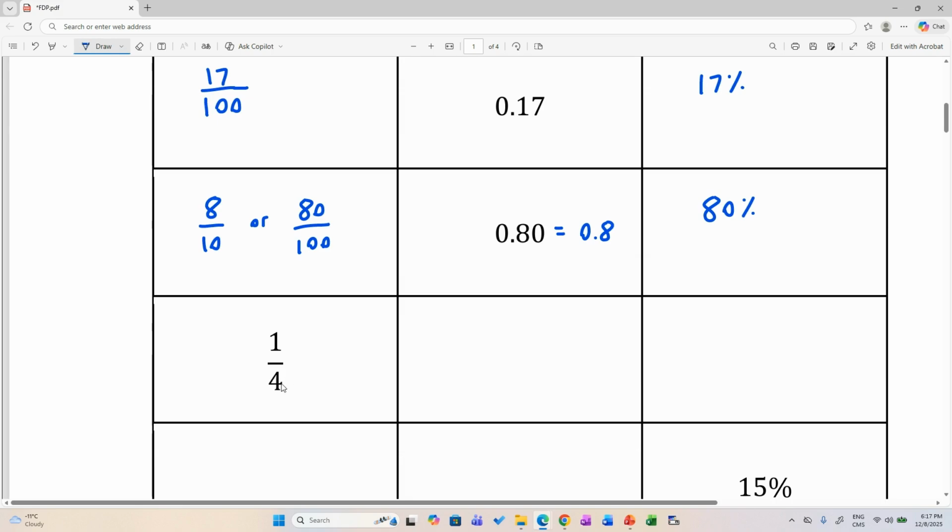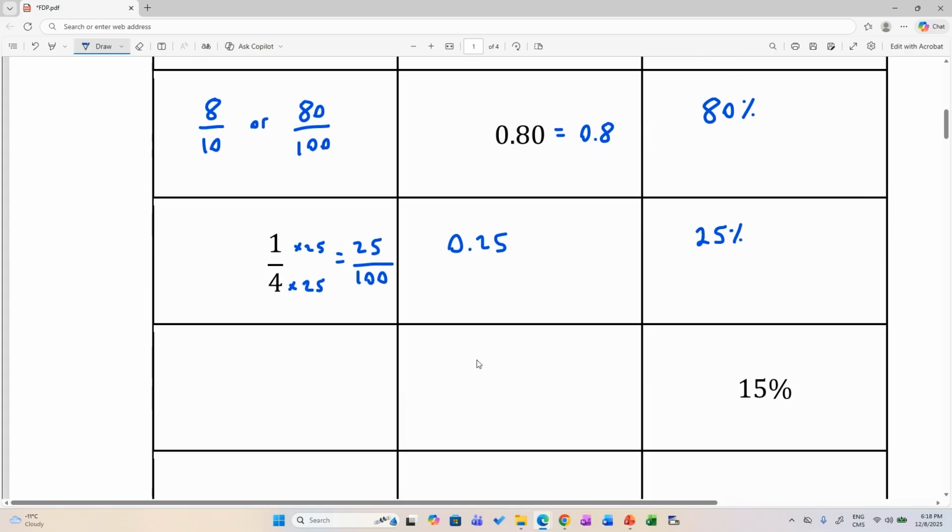1/4, so I need a base of 100 or 10 to convert this to a decimal. So I'm just going to times the bottom by 25. And what I do to the bottom, I have to do to the top. So I'm simply going to have 100 on the bottom here, 25 on the top. Hence, this is very obvious that it's going to be 0.25. And then as a percent, if I times this decimal by 100 and add a percent symbol, I'm just going to get 25% because I'm moving the decimal 2 places to the right and simply adding the percent symbol.